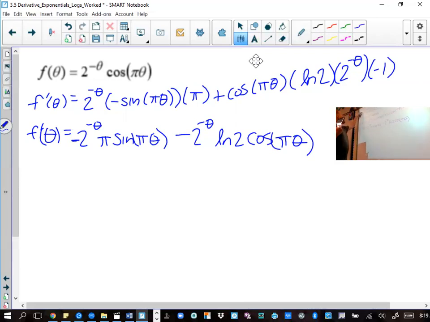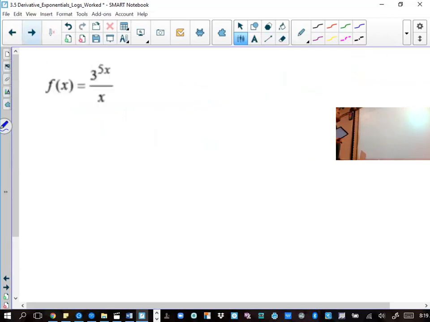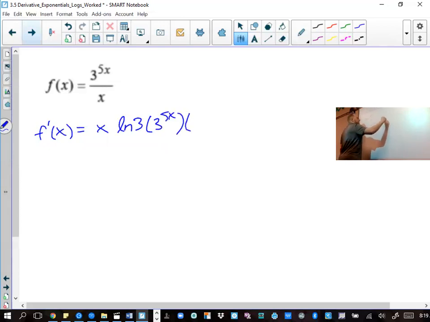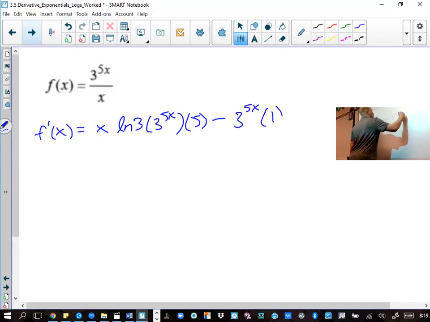Let's look at another example here where we have a quotient rule. So I'm going to take the bottom times the derivative of the top. The derivative of the top would be the natural log of 3 times 3 to the power of 5x times the derivative of that inner, which is 5, minus the top, which is 3 to the power of 5x times the derivative of the bottom, which is 1, all over the bottom squared.